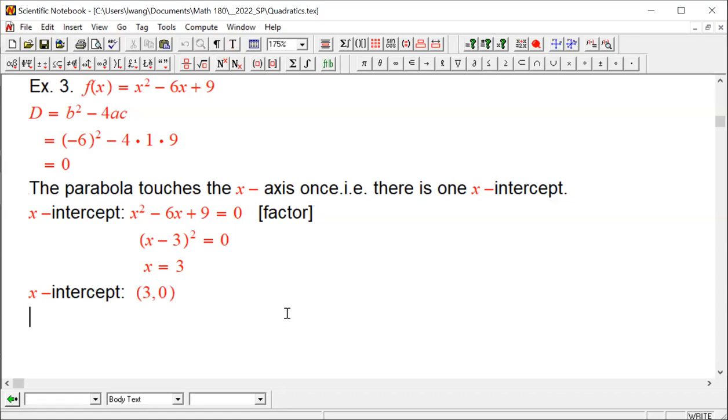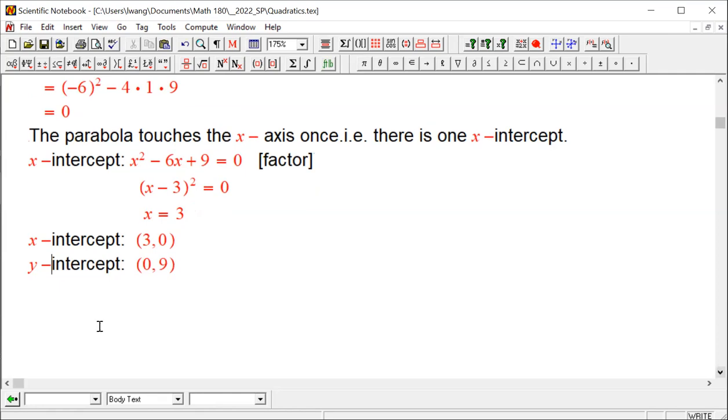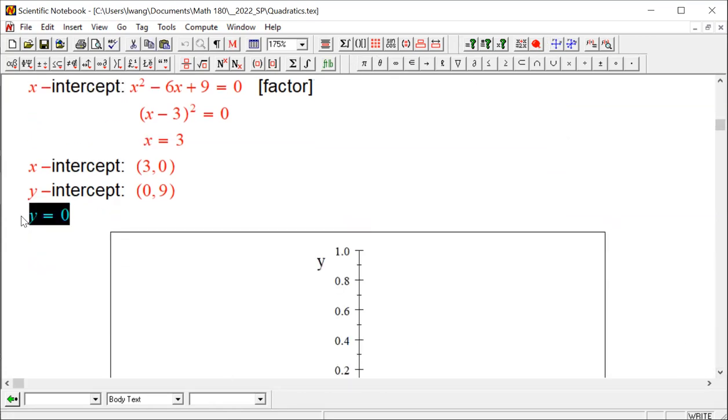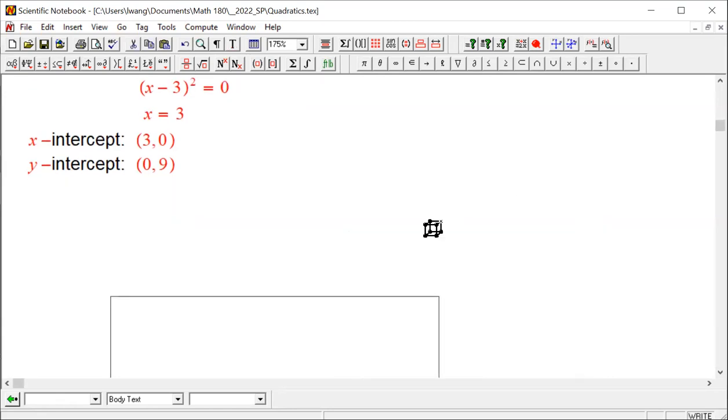So now let's draw the picture. We have an x-intercept. Do we have a y-intercept? Sure, we have a y-intercept. The y-intercept is what? You plug in 0, so you get (0, 9), right? Sorry about that. So with these points, we can put some points on the graph. I can remove that. We just need to get this graph started.